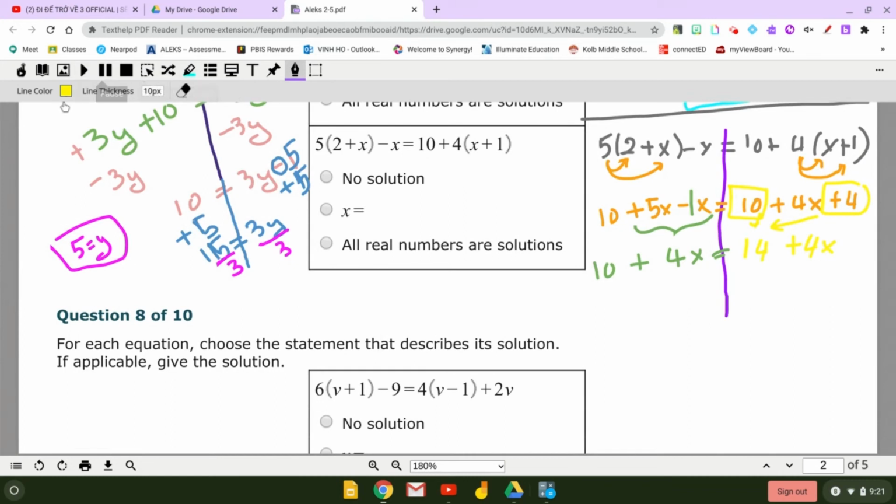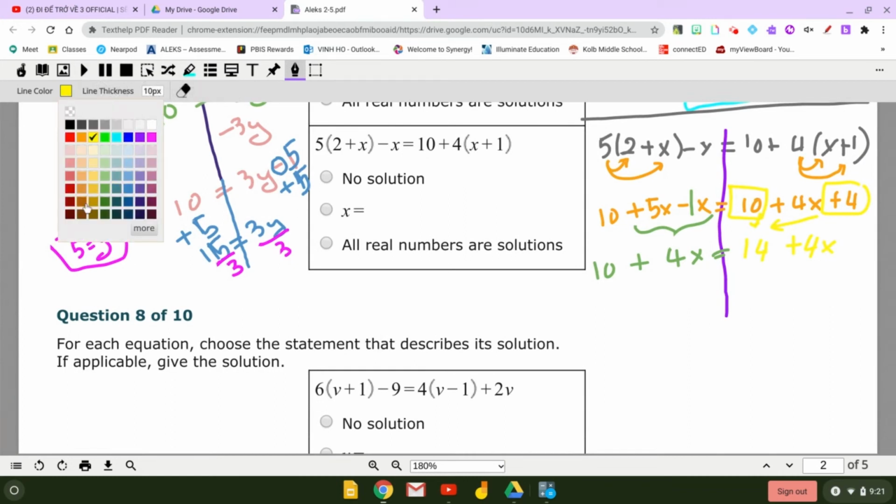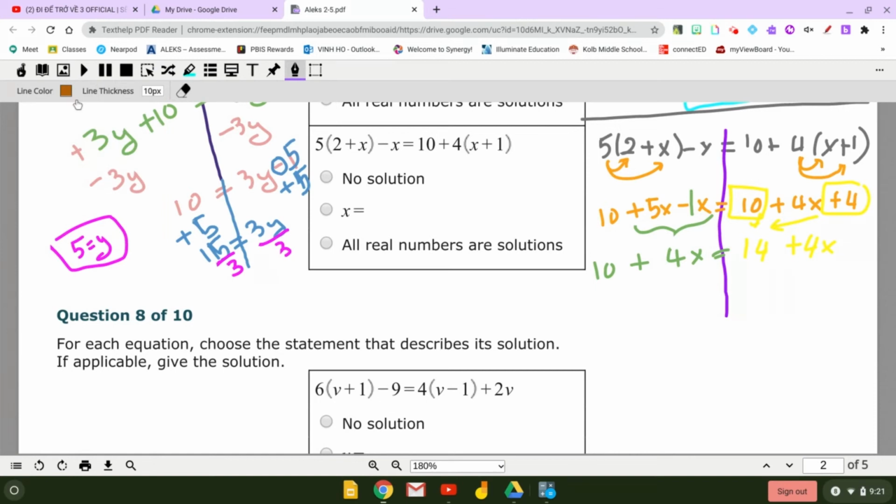All right, we have the variable on both sides. You have to bring them on the same side. So we will subtract 4x on both sides. But coincidentally, 4x minus 4x is gone. Also, this one is gone. That leaves you with 10 equals 14. And 10 is not equal to 14. That is a false statement. If it's a false statement, it doesn't make sense. It's no solution.